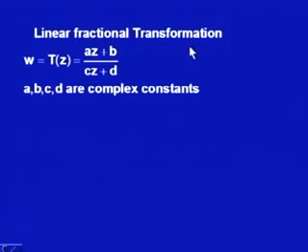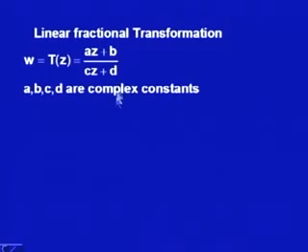Another transformation of importance is the linear fractional transformation. We define a linear fractional transformation w is equal to T(z) as (Az plus B) divided by (Cz plus D). You may notice that in the numerator we have a linear function, in the denominator also we have a linear function, and since we are dividing them we call it a linear fractional transformation. Here A, B, C, D are complex constants.